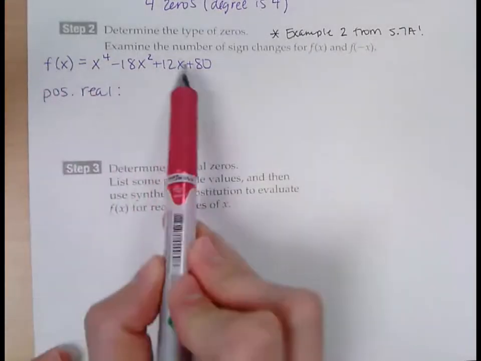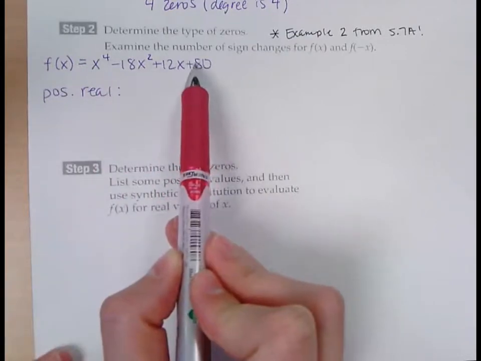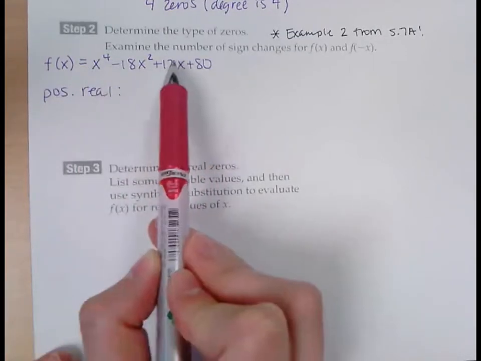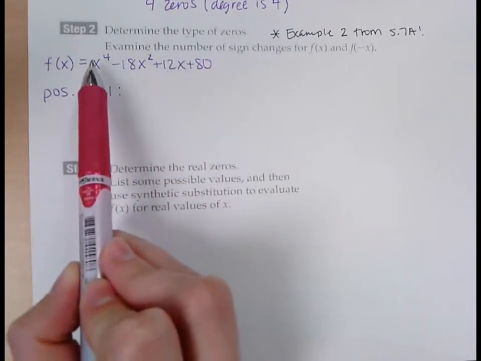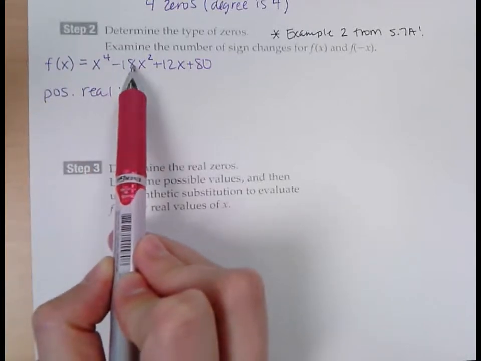So when I look at f of x, you want your terms to be in order. You don't have to fill in the zeros, but you want your terms to be in order. So I'm starting with a positive x to the fourth, and then my next term is negative x squared.